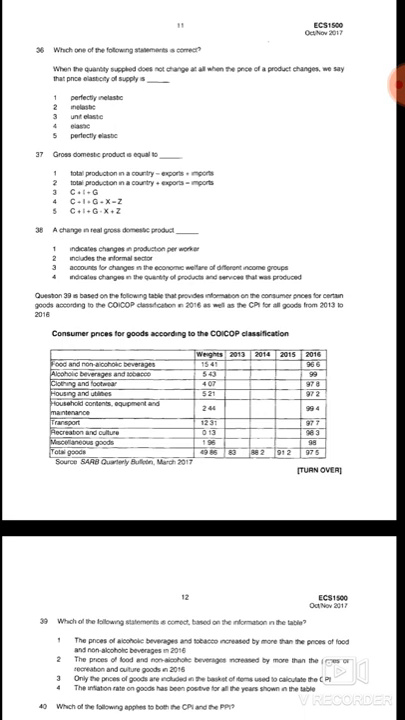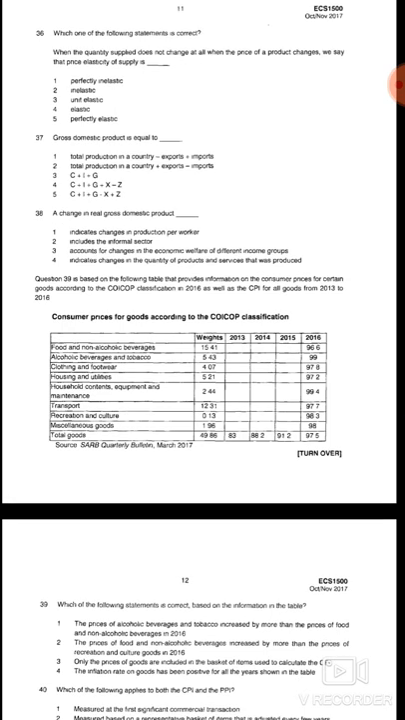Question 36, which of the following is correct? Okay, when the quantity supplied does not change at all when the price of a product changes, we say the price elasticity of supply is perfectly inelastic. So quantity supplied is not changing, price is changing, so it's perfectly inelastic. So this is true. It's option number 1.